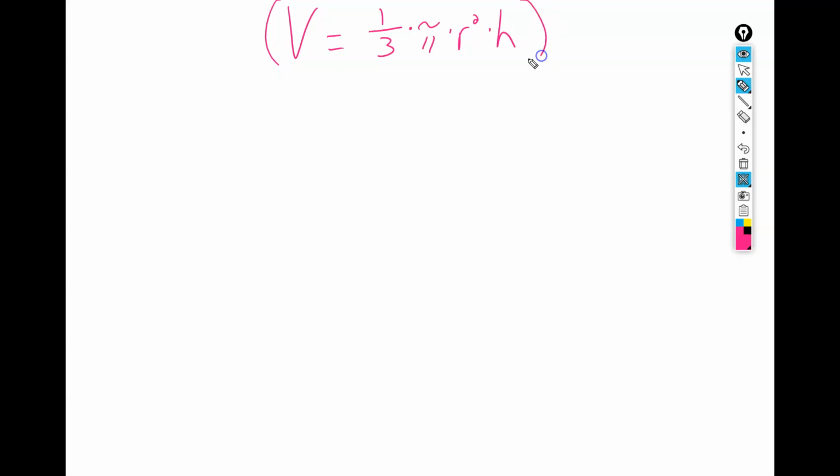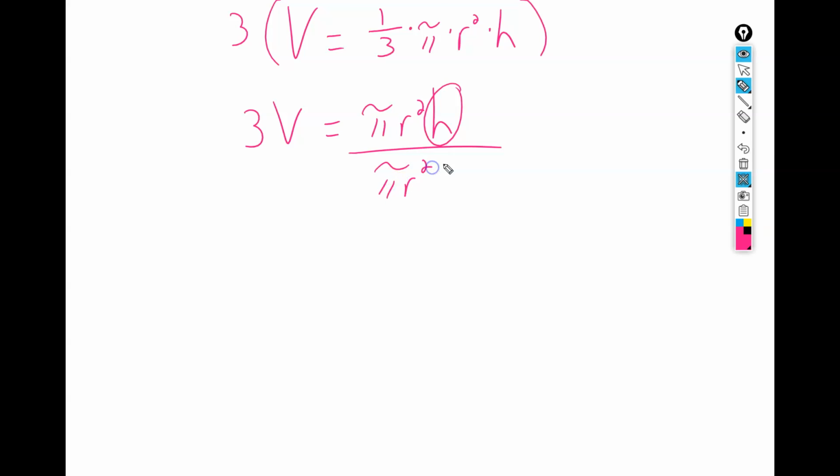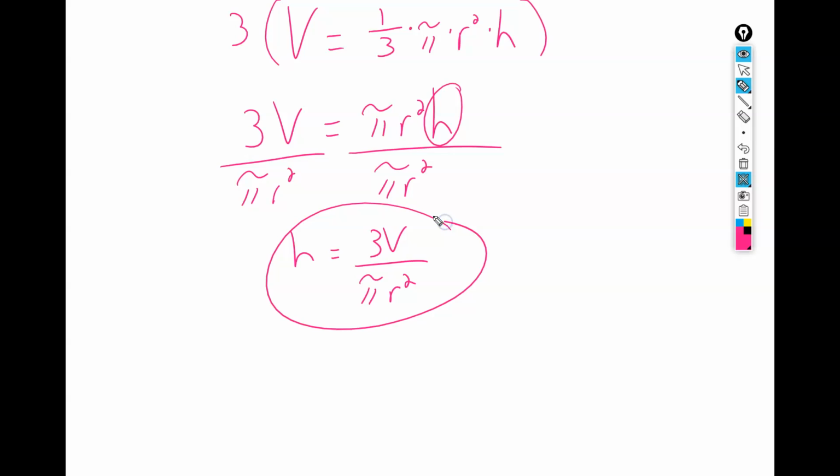we can multiply everything by 3. 3 times the volume equals pi r squared times the height. And again, we're trying to solve for the height. Divide everything by pi r squared. So the height is 3 times the volume divided by pi r squared.